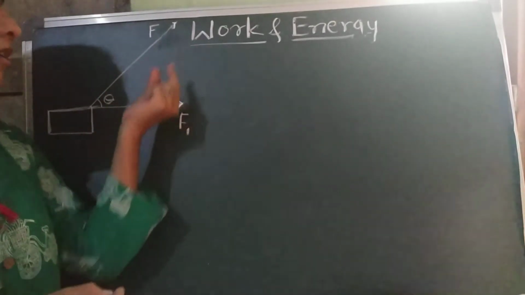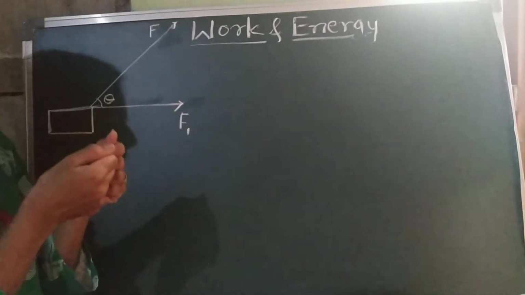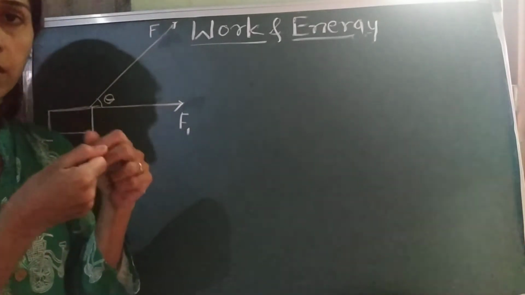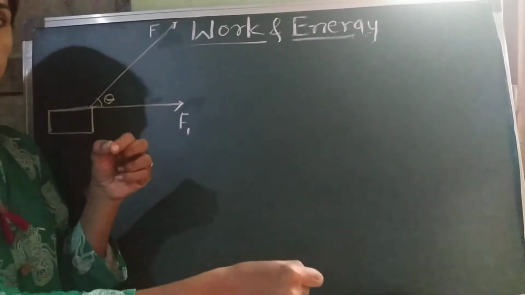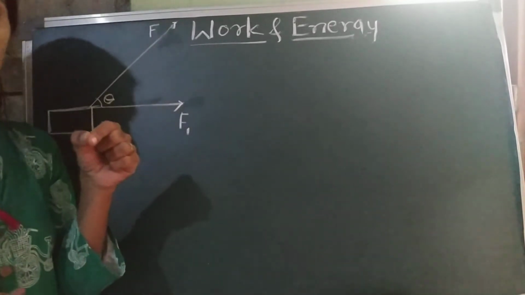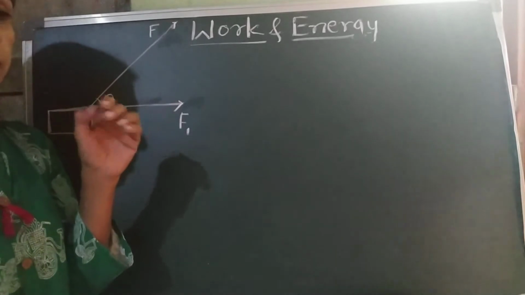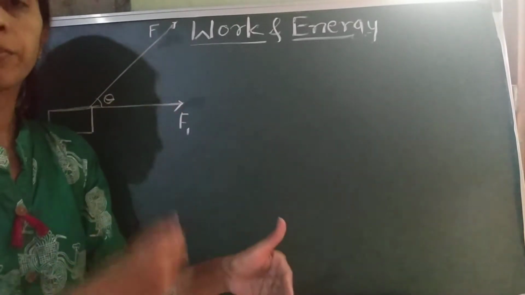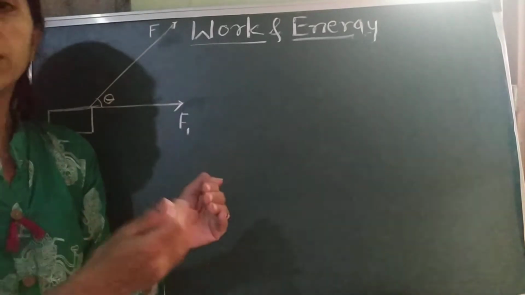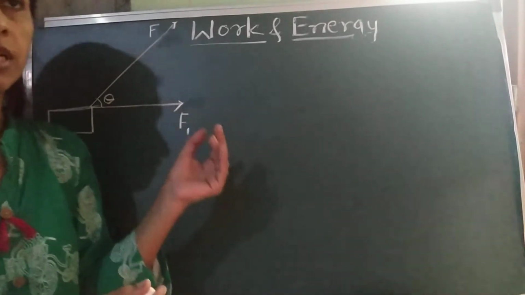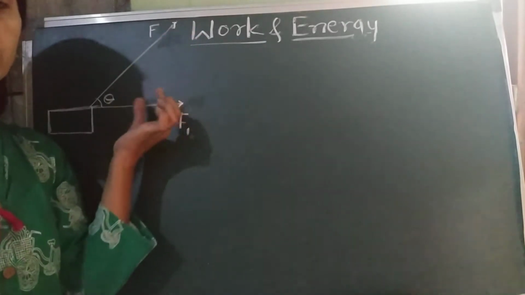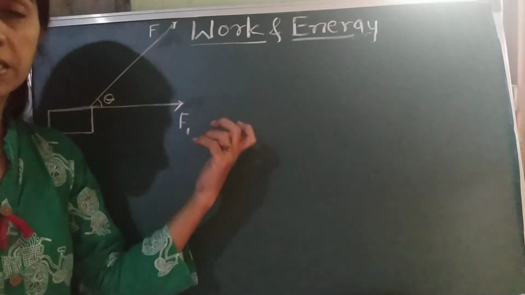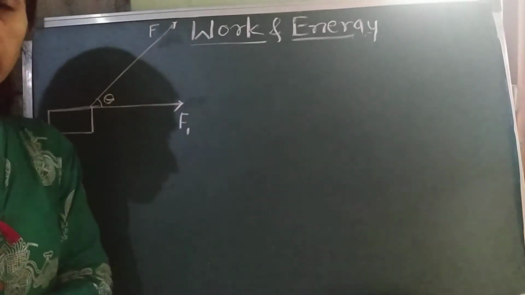When a baby is pulling a cart, the force applied by the baby is in one direction, and the displacement occurs in another direction. At that time, an angle is formed between the displacement and the force, so the applied force we have to convert into the force along the direction of the displacement.